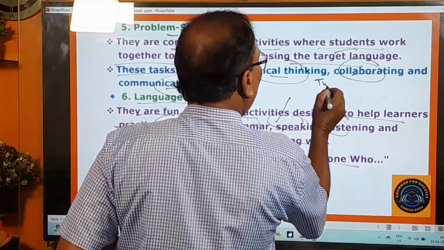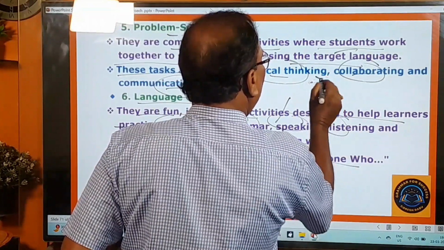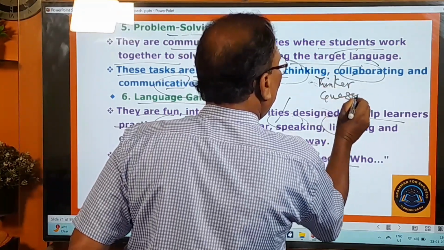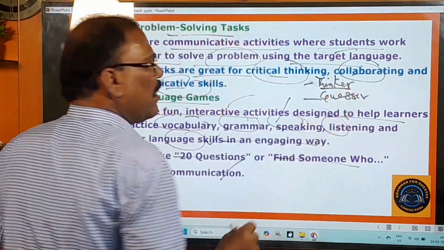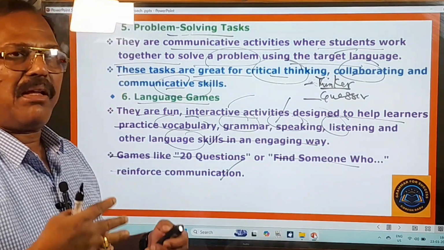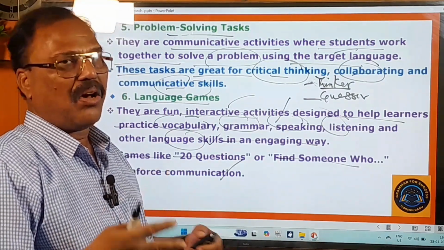there will be two roles. What is that? Thinker role will be there. Thinker and a guesser role will be there. So the thinker is there. He will be thinking of something, usually a person, a thing, or a place or anything.